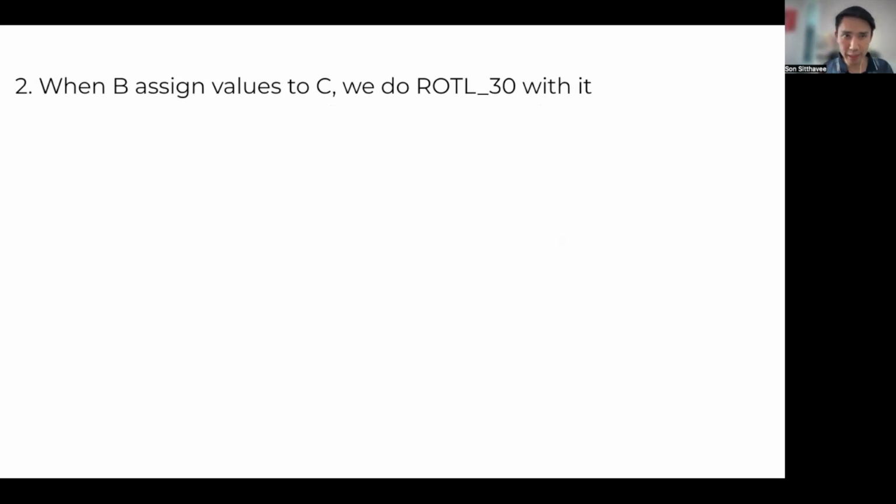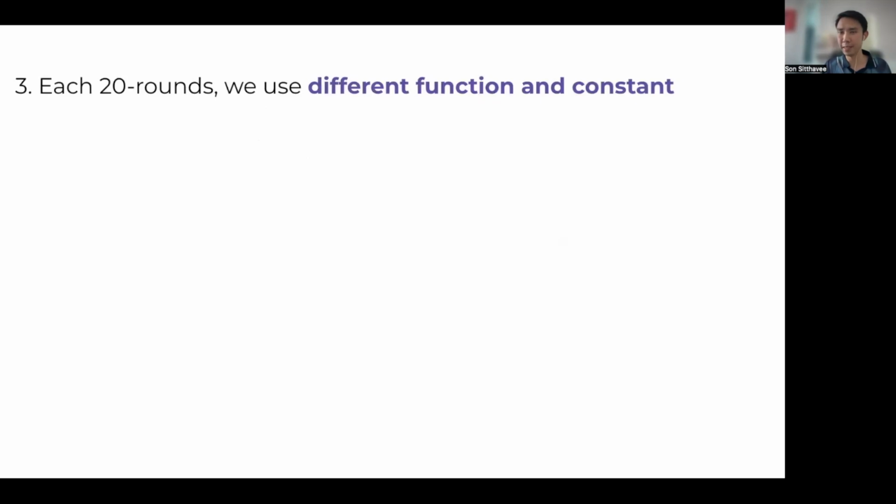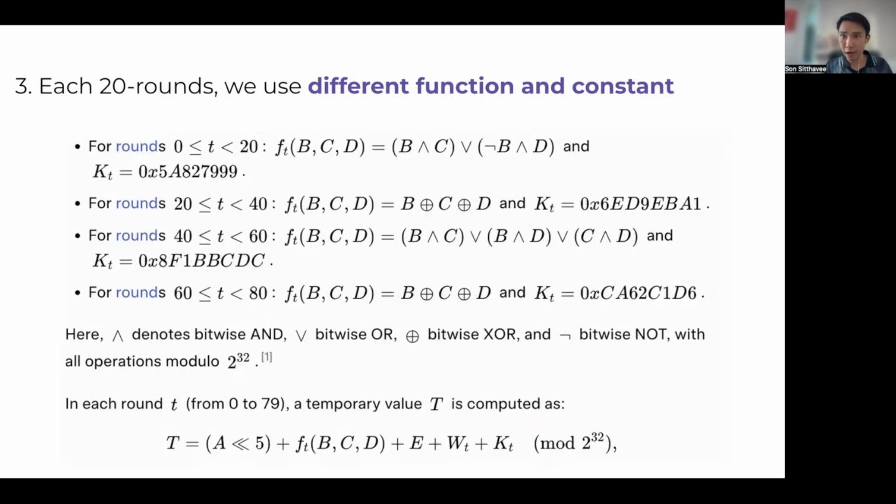The second lie is that when you assign the value to C from B, you need to do a left rotation of 30. And the third is the biggest one, which is that we need to use a different function and constant for each 20 rounds. We do 80 rounds, right? I only showed you the first and second round, with this function. But for rounds 20 to 40, 40 to 60, and 60 to 80, it requires different functions and different constants. You can see all the details here.